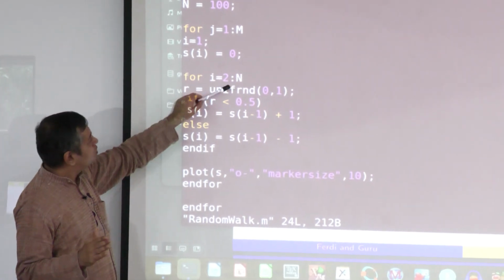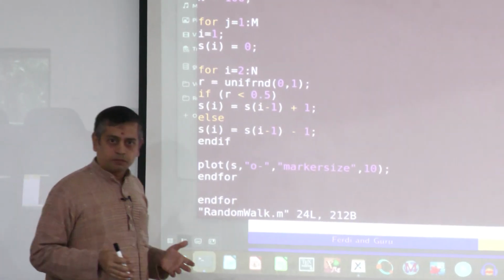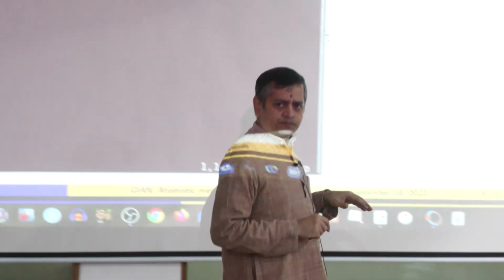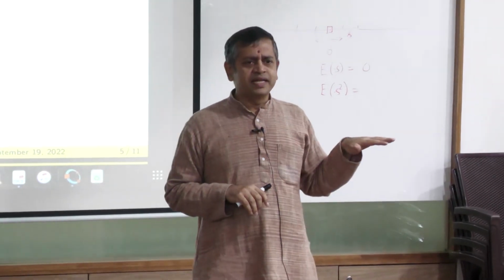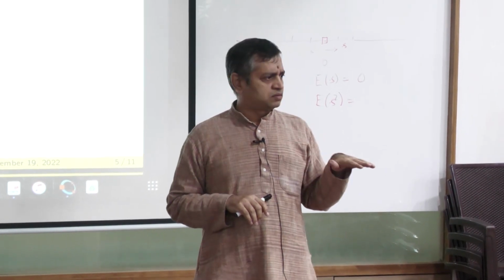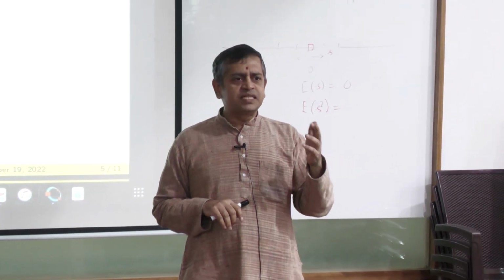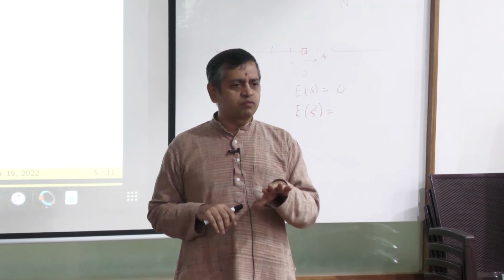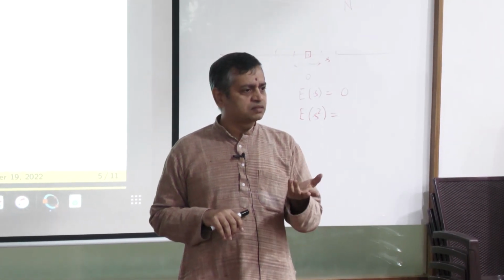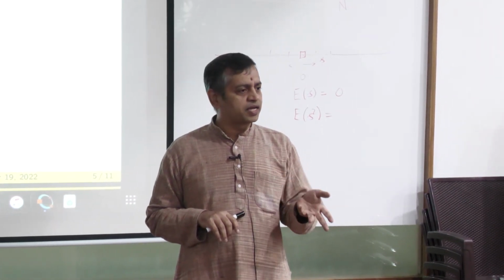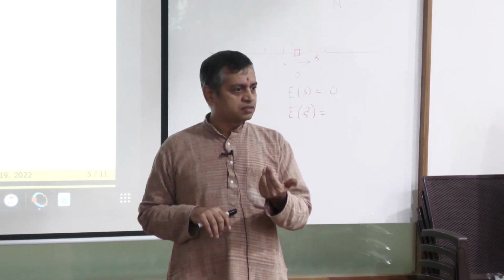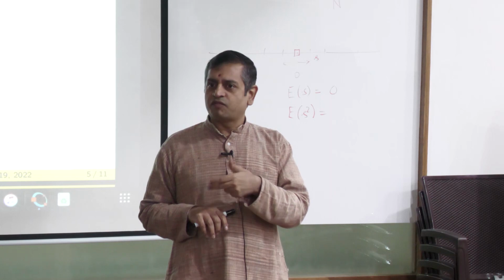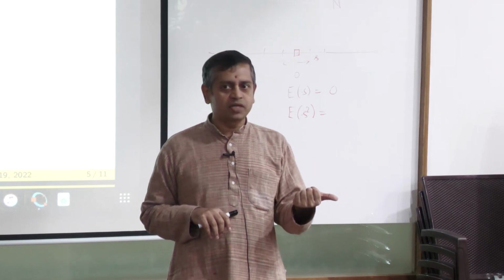And then what do I do? I take a uniform random number. Uniform random number means it has the same probability for any number between 0 and 1. If it is less than 0.5, I am going to take s plus 1; if it is greater than 0.5, I am going to take s minus 1. Which means 50% of the times I will be taking a step to the right, 50% of the times I will be taking a step to the left.